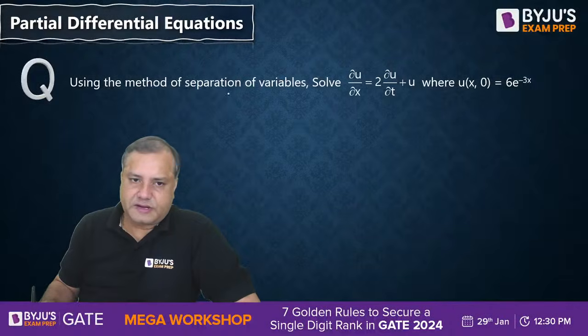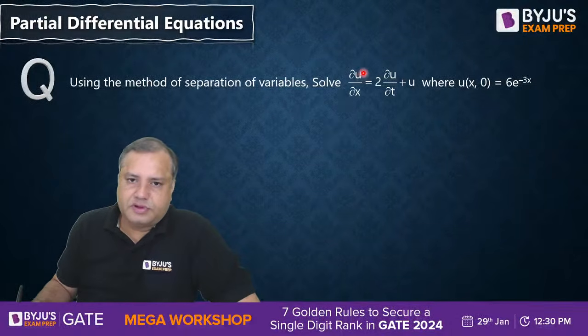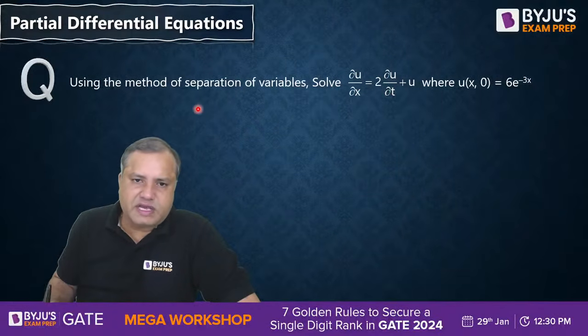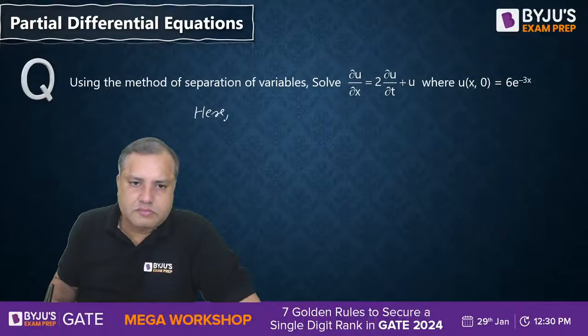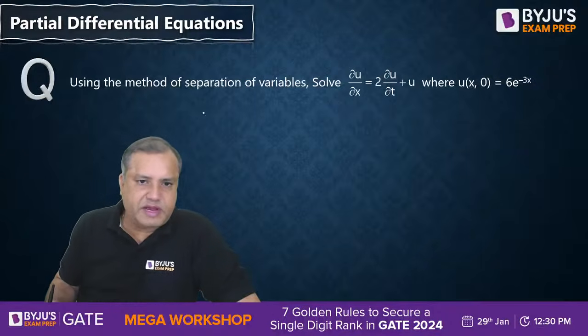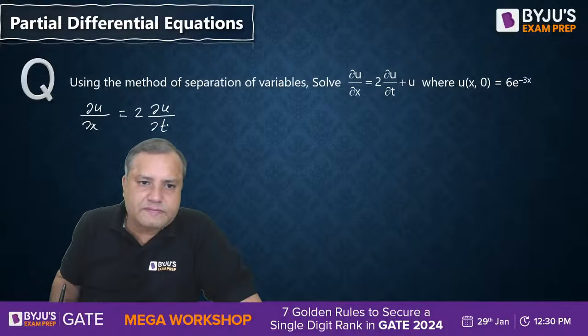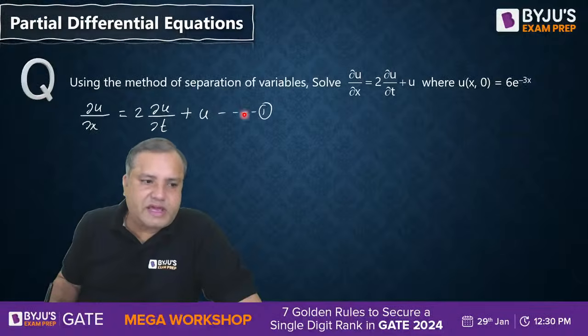Students, see here. In this equation, the variable present in the numerator is u and the variable present in the denominator is x and t. What I will do is note down this equation once. मैं एक बार इस equation को लिख लेता हूँ. So del u by del x equal to 2 times del u by del t plus u. This is my given equation.